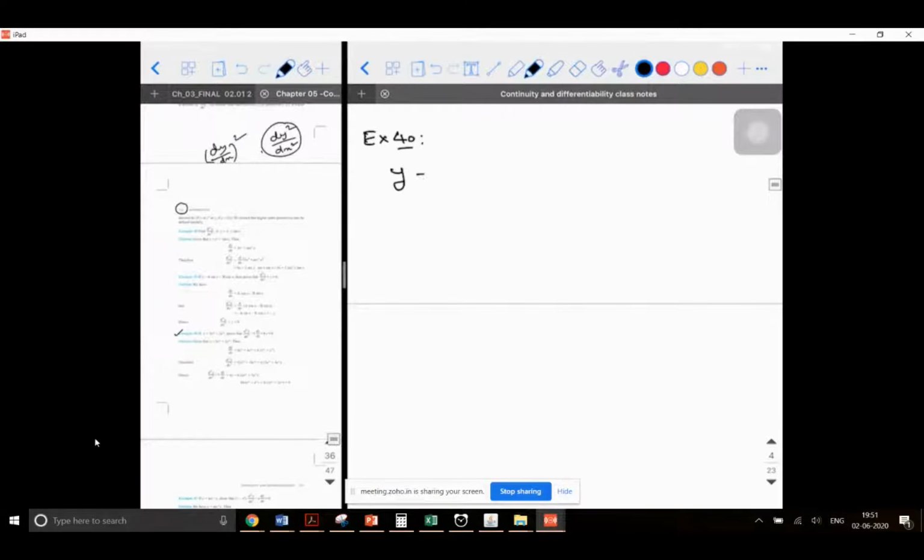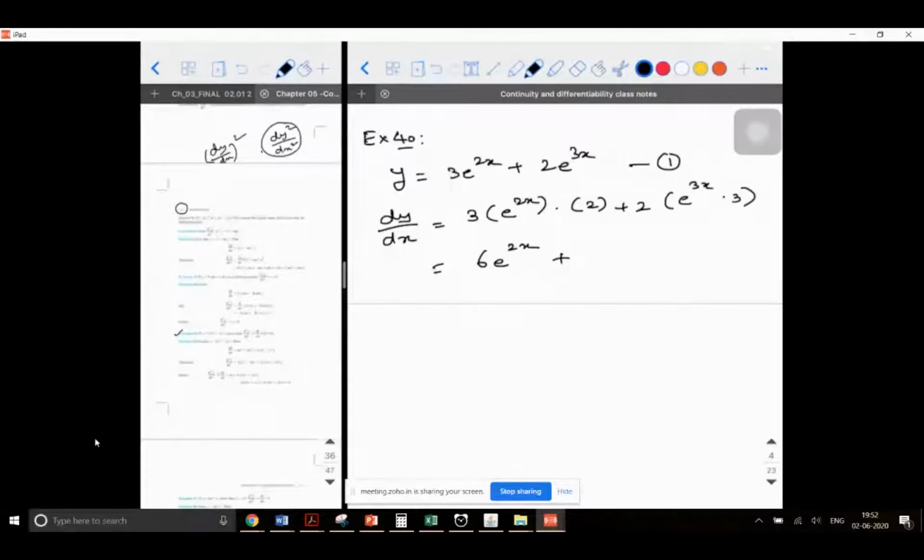Given y is equal to 3e power 2x plus 2e power 3x. Let this be equation number 1. Then what is dy by dx? It will be 3 into the derivative of e power 2x, which is e power 2x into the chain rule, the derivative of 2x, which is 2, plus 2 into the derivative of e power 3x, which is e power 3x into the derivative of 3x, that is going to be 3. I'm directly writing it. This will be equal to 6 e power 2x plus 6 e power 3x. Let this be the second equation.